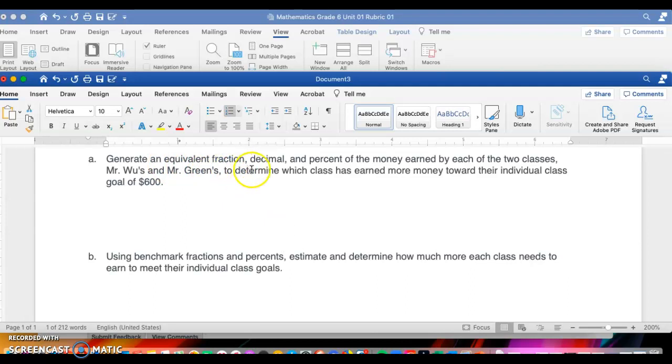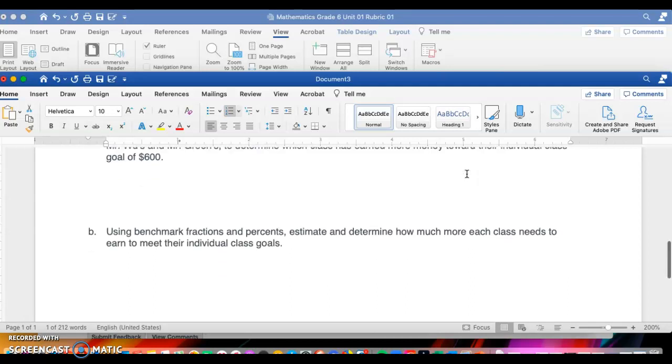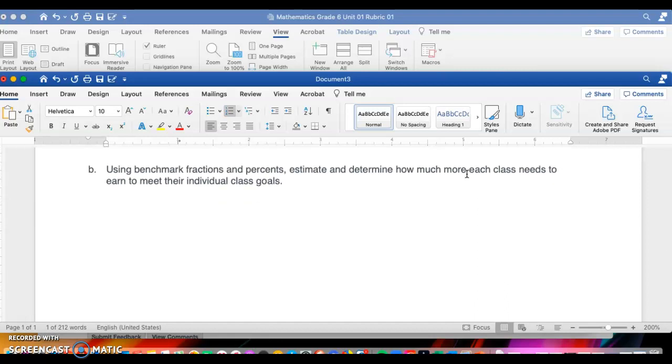Generate an equivalent fraction, decimal, and percent of money earned by each of the 2 classes. So we need to know what equivalent fractions, decimals, and percents are and how to find those, especially in terms of money. And then again, part B, use benchmark fractions and percents. So we need to know what those benchmark fractions and percents are.